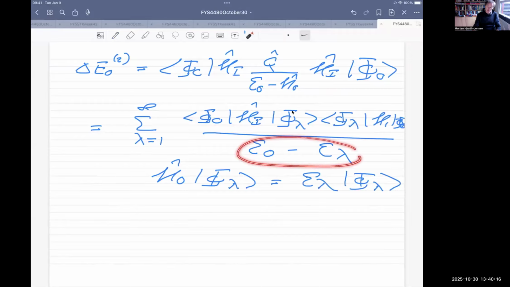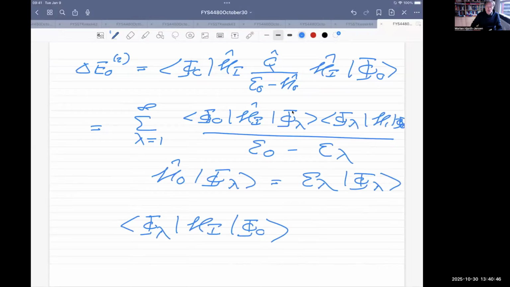So let's look at the expressions which we're going to deal with. We are going to have to calculate something which looks like this: lambda, and then we have the interaction Hamiltonian, and phi 0. So we are going to assume that this interaction is at most a two-body interaction. That means for us, and this goes back to one of the exercises we had in the very beginning of the semester, which led to what are called the Condon-Slater rules.